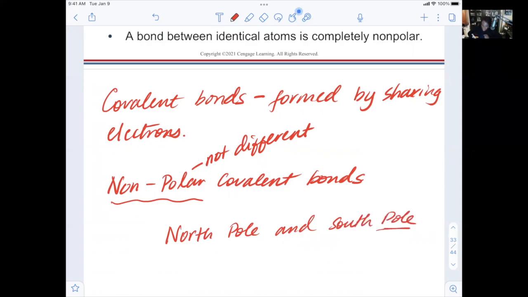And the idea is these poles signify a difference. I don't know what the origin is, but anyway, a difference, right? North and South. Okay, so at least there's a Polar Express, all that stuff. Polar just means different, okay? What other area do we know?